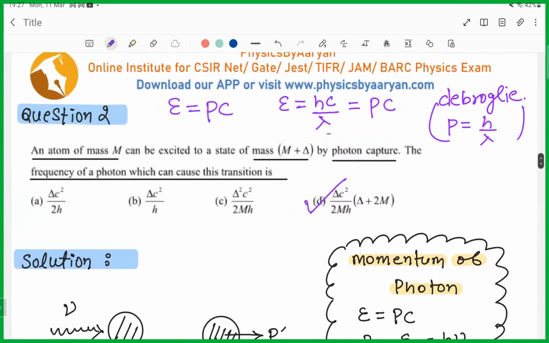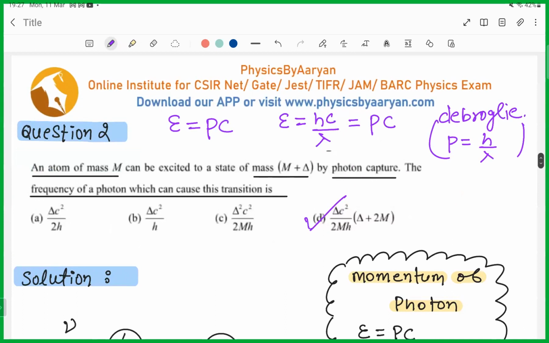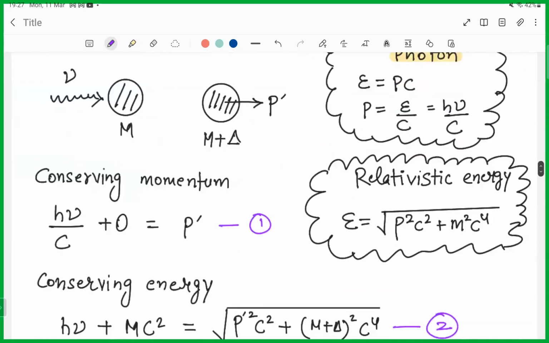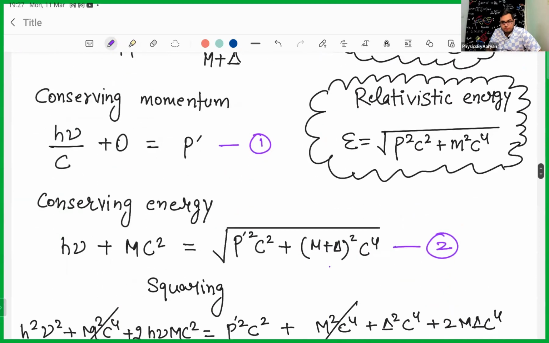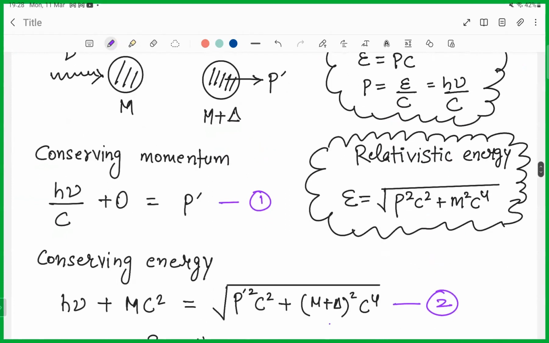Sir, in this momentum conservation equation that you got, h nu by c plus 0 equals p, the 0 is like that, I did not get that equation. So let's conserve that momentum.